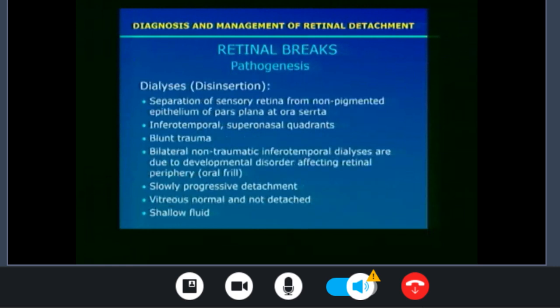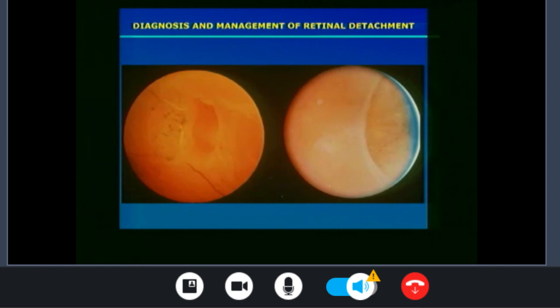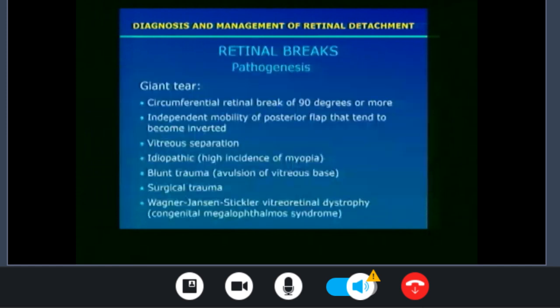Dialysis, which as I said is usually traumatic, will cause separation of the sensory retina from the non-pigmented epithelium of the pars plana at the ora serrata. It is inferotemporal, superonasal, but most of them are inferotemporal. Sometimes it is bilateral, and this is due to a developmental disorder affecting the retinal periphery. It causes, again, slowly progressive detachment because the vitreous gel is healthy. So this is an example of a dialysis.